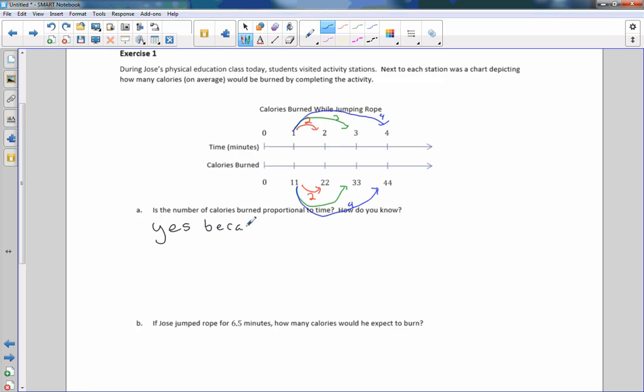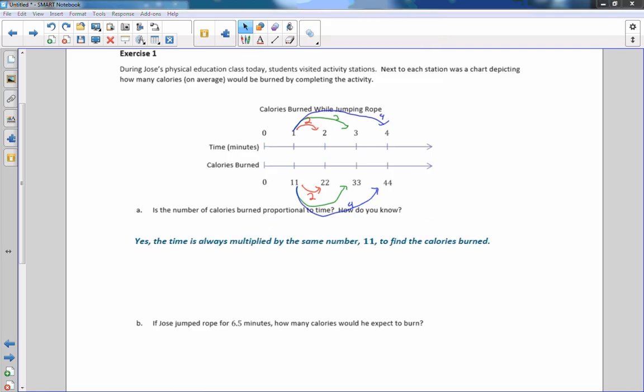because, actually instead of writing this, I'll just bring it in one moment. Okay, so yes, the time is always multiplied by the same number, 11, to find the calories burned.